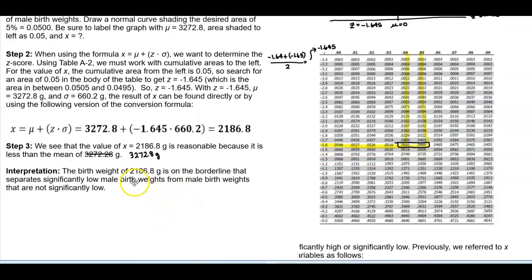So the interpretation will be the following. The birth weight of 2,186.8 grams is on the borderline that separates significantly low male birth weights from male birth weights that are not significantly low.